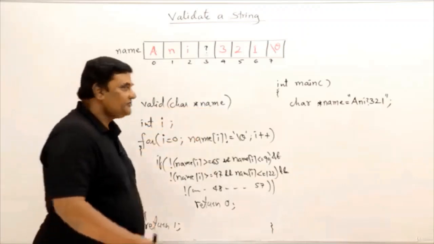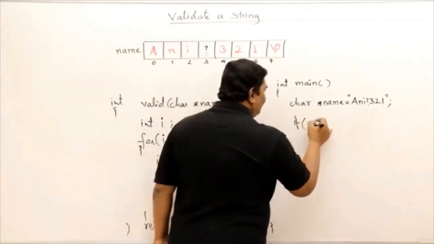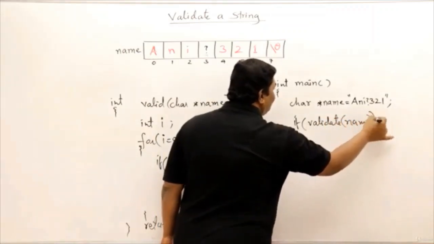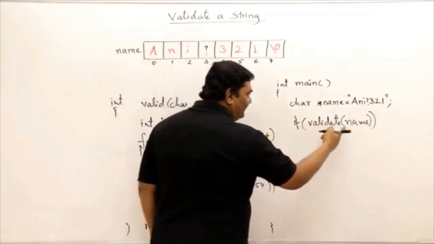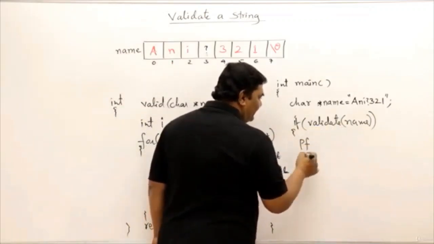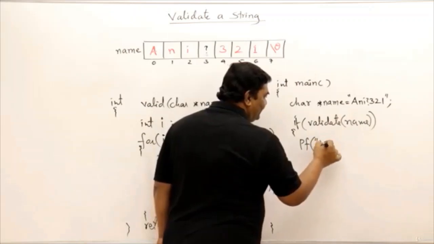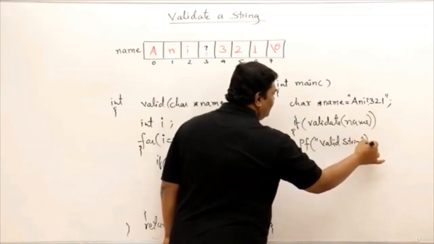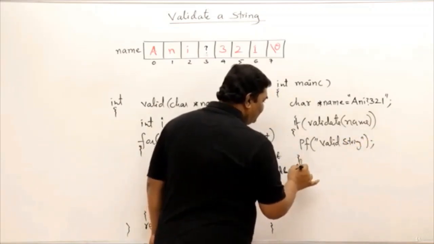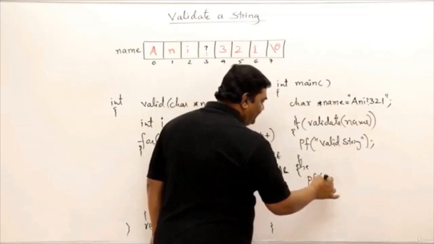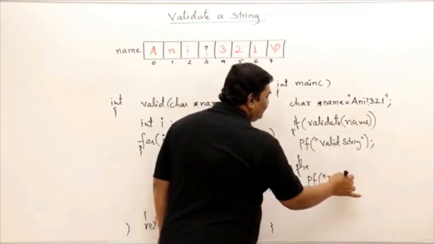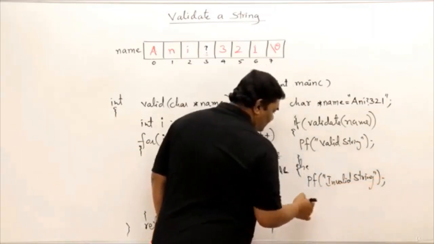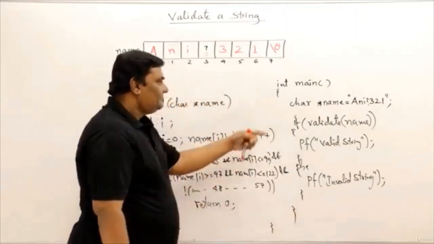Now inside the main function, I will write if validate, sending name. If it returns true, then this if will be true. Then we will print, I'll write printf here for printing, valid string, right? Otherwise, in the else part, I will write printf, invalid string. Meaning if it is false, then it is an invalid string. This is the main function.